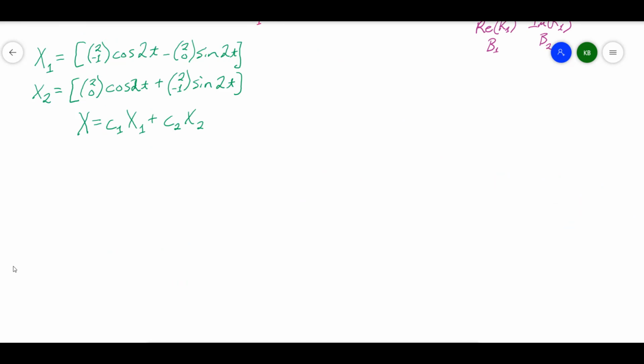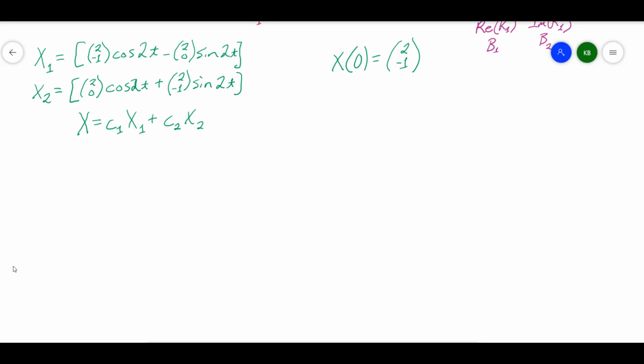So now that we have this lovely solution worked out, it might be tempting to celebrate, but it would be a little bit premature. Remember, this was actually an initial value problem. I knew that x of 0 equals (2, -1). So we need to use that and get rid of some of these constants in here.